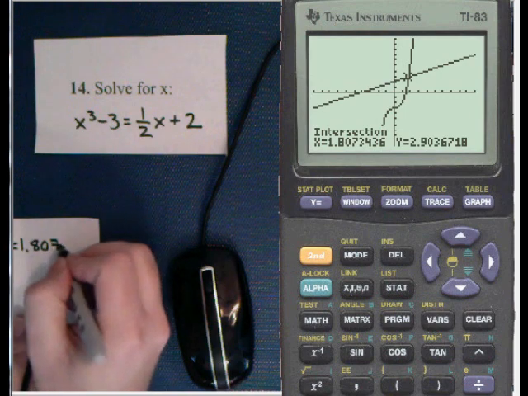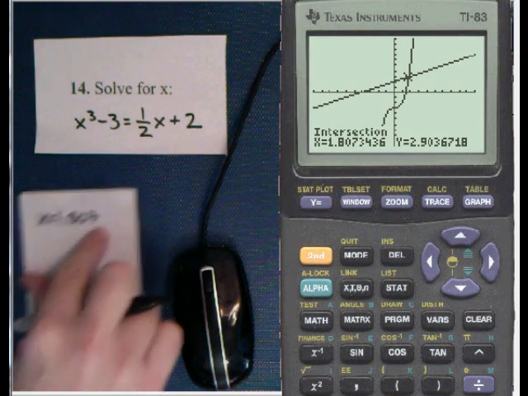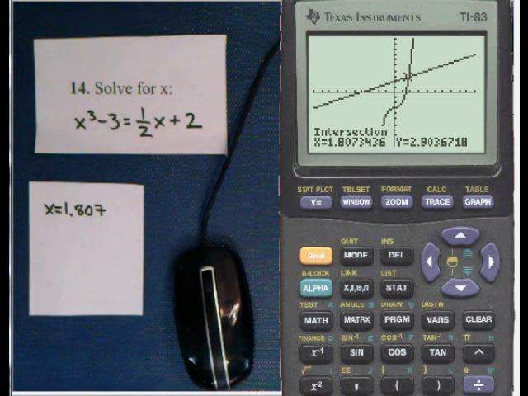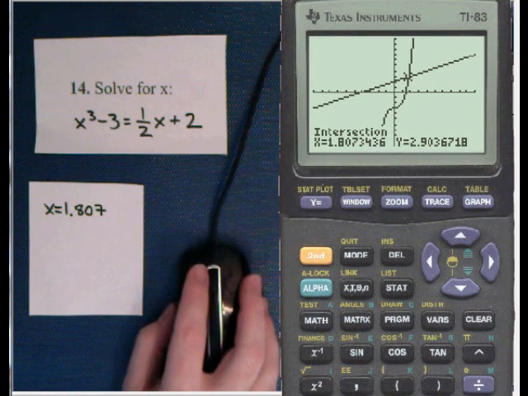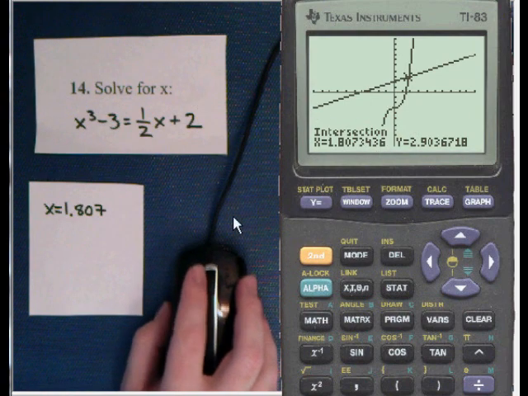and that's 1, 2, 3 decimal places rounded correctly. And so there is my final answer. X equals 1.807. And again, on our calculator, we get the x and the y, but we only need the x. Our final answer is just the x value because we're told to solve for x.